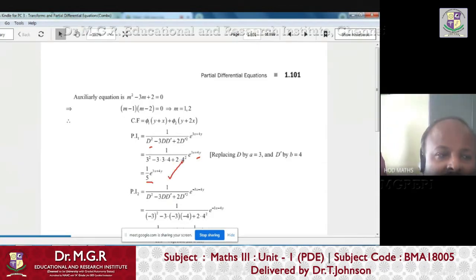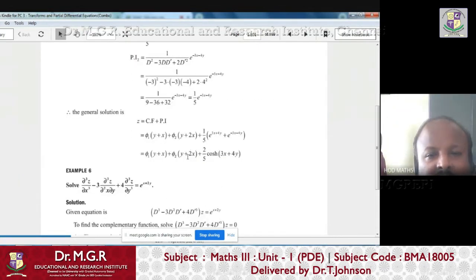Then the solution is nothing but the complementary function plus the particular integral. This you have seen in the last class itself. The solution is nothing but the complementary function plus the particular integral.